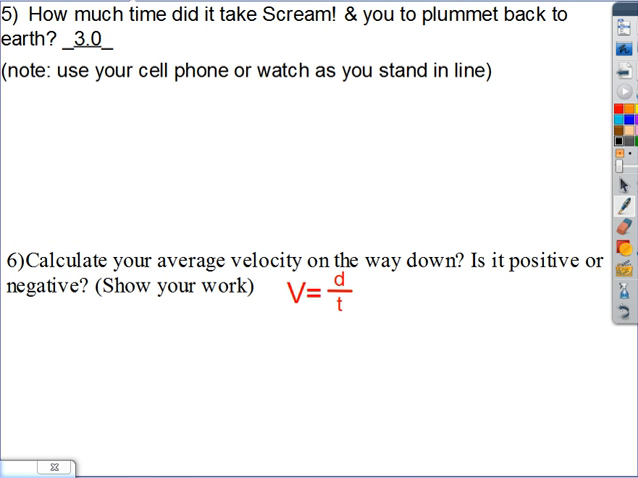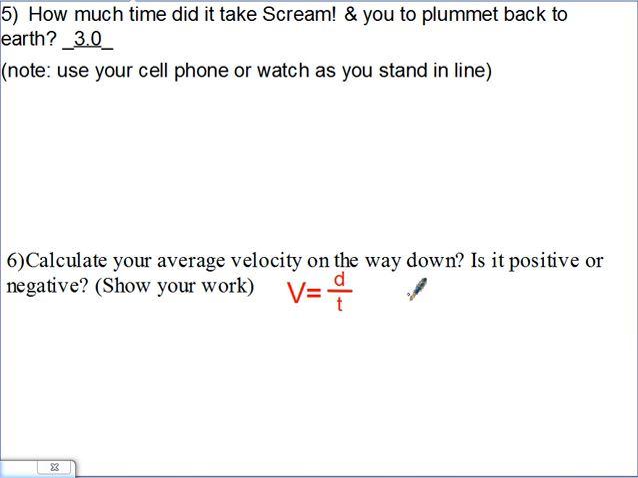And then here we go on this last one here. To come back down, it took you 3 seconds. So here we go, and we're just going to do the same thing. We're going to use 80 meters divided by 3 this time, and so that's going to give you, what is that? Let's do the math real quick here. 80 divided by 3 is 26.6 continuing, and again that's meters per second, so it's a little faster on the way up than it was on the way down.